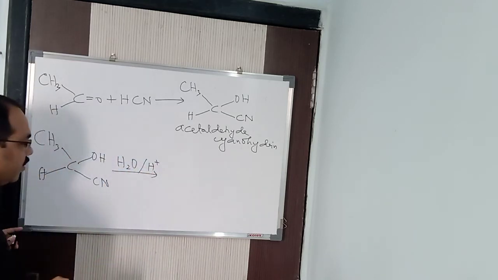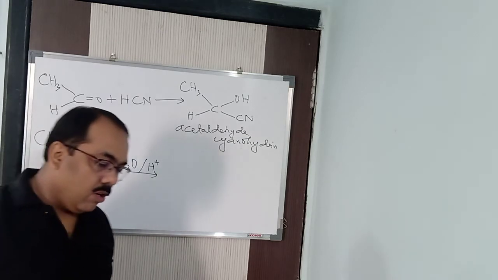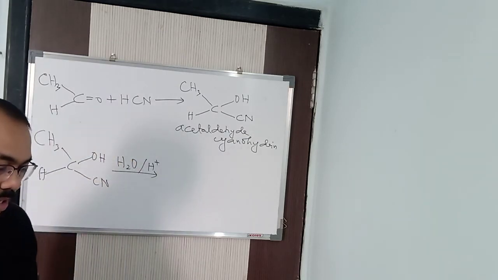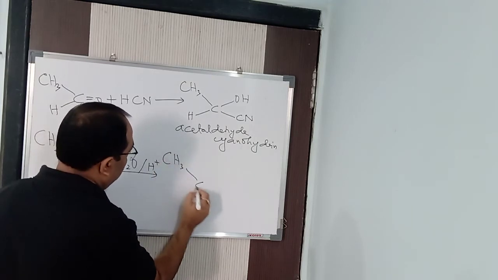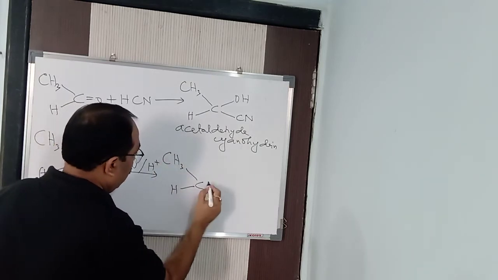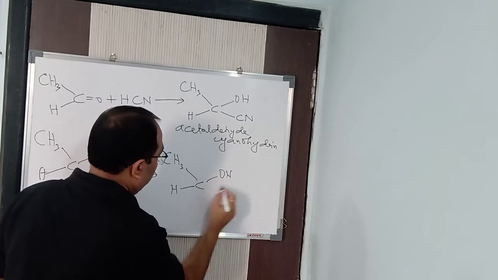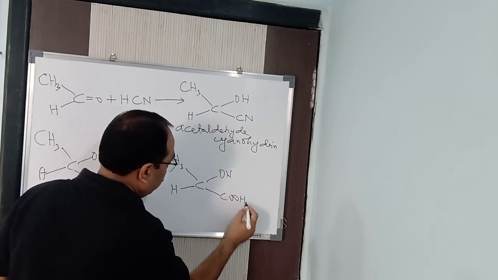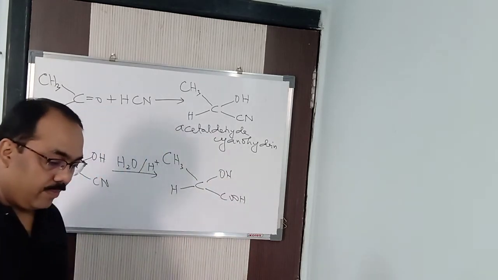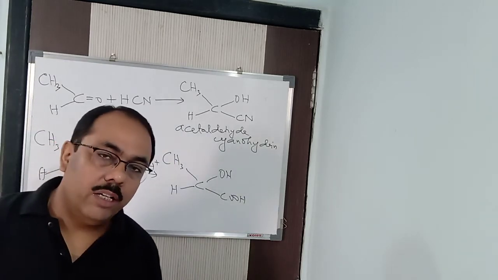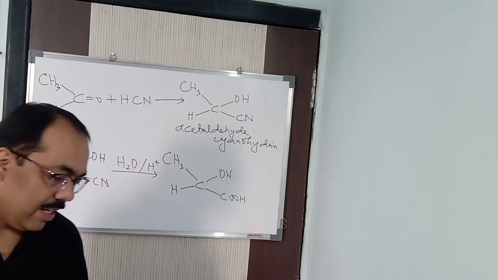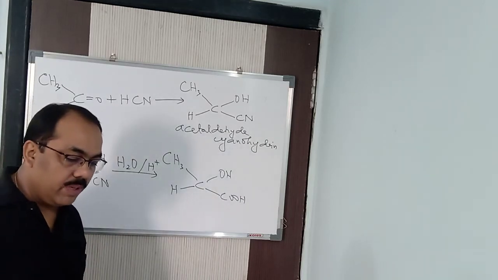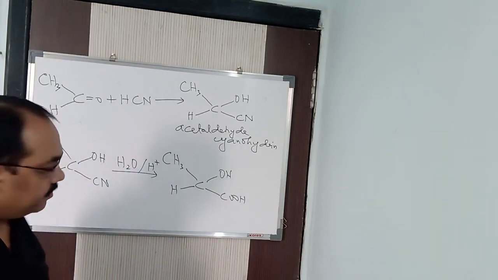H2O/H+. First it undergoes hydrolysis. When it undergoes hydrolysis, you will be getting CH3, here it will be H, here it will be OH, and here the CN will be converted into COOH. Now you might be thinking where that nitrogen goes. The nitrogen is being converted into ammonia.